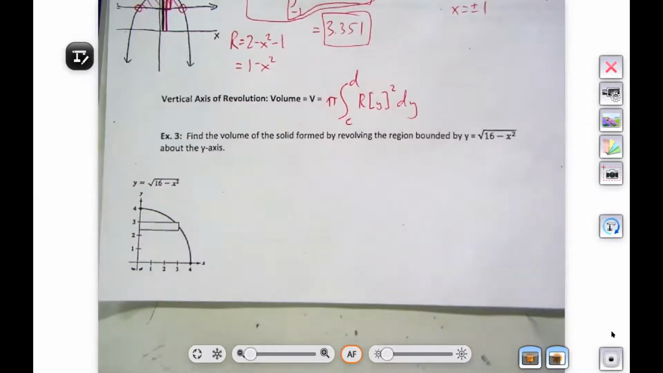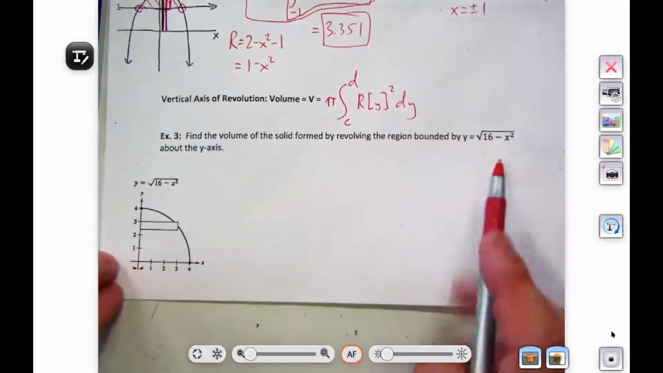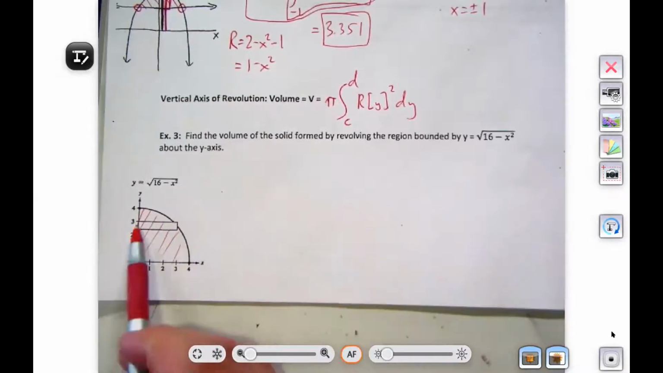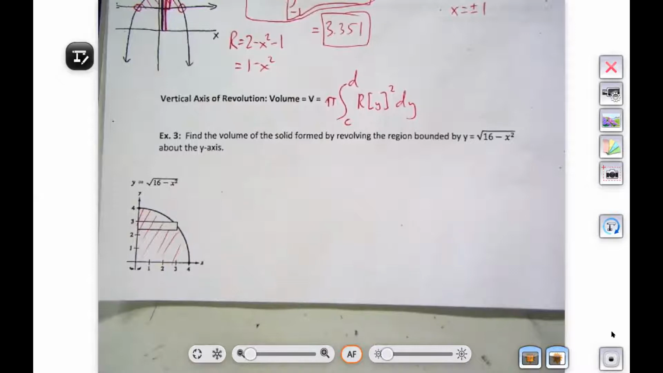So you don't get to choose if you're in terms of x or y. The problem dictates. So we're spinning the square root of 16 minus x squared, so this little quarter circle, around the y-axis and creating like an igloo, dome. I don't know. I guess in reality it's a hemisphere, like the northern hemisphere.